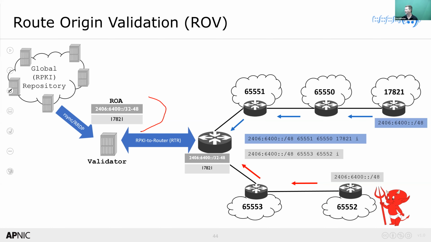On my router, I have an RTR session, RPKI to router session. When that incoming route hits my router, it checks against my validator. And depending on how I've actually set my router up, I can do a number of things. My router will determine that this guy is valid because the originating AS is correct and my prefix length is correct, and it will install that route into my route table. The invalid route, that's up to you. We'll talk more about that.